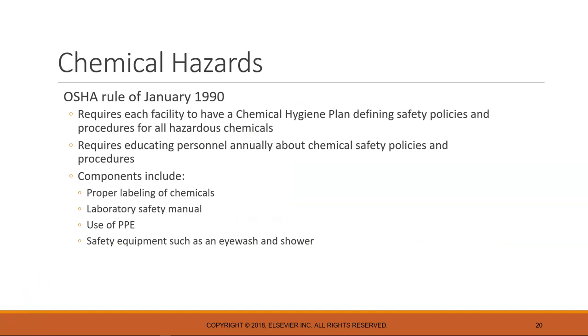The OSHA rule of January 1990 requires every facility to have a chemical hygiene plan, and this plan will define the policies and procedures for handling all types of hazardous chemicals that you may be expected to work with. This requires educating personnel annually about chemical safety policies and their procedures.